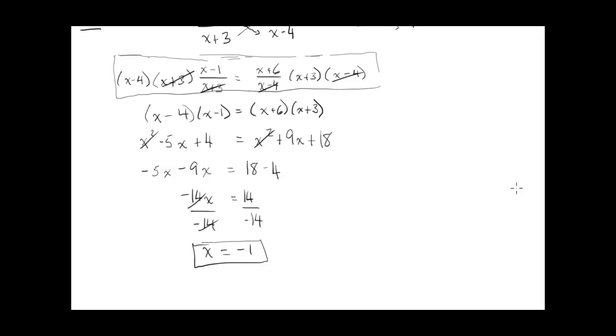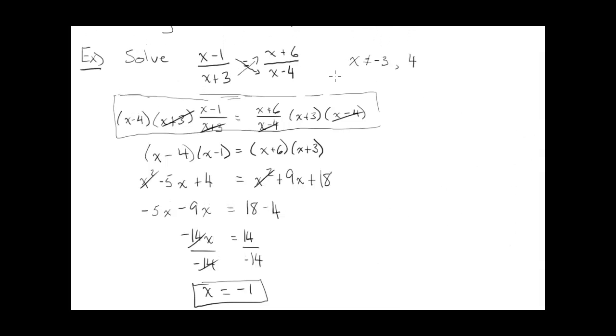So x equals minus 1 is the solution to this equation. If I were to substitute x equals minus 1 into this equation, we get left side equal to right side. So that's how you solve a rational equation where there is one rational term on each side of the equation.